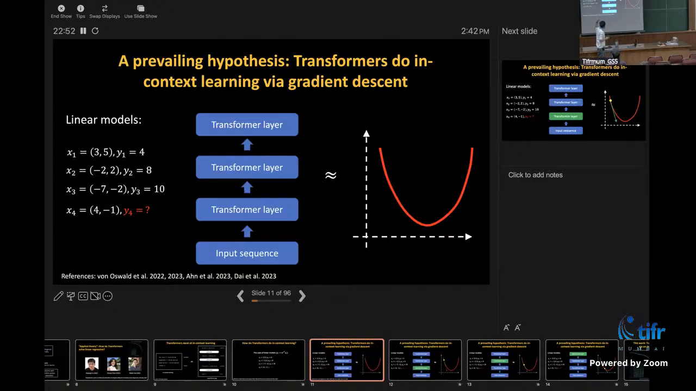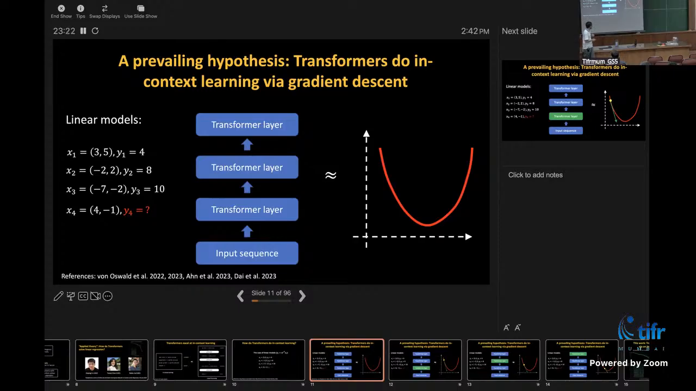So we have this input sequence, x1, y1, all the way to this new test point x4. And you can define some objective based on the sequence, maybe the sum of squares error objective. Then you have these layers of the transformer. These layers are doing something. We don't need to worry so much about what they're doing. The hypothesis, as in a number of influential papers which influenced our work as well, is that each of these layers is implicitly doing gradient descent on this objective.